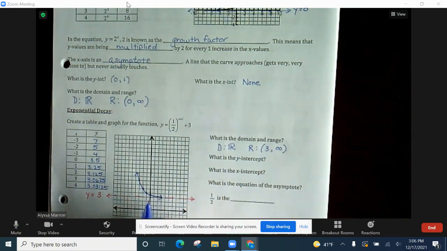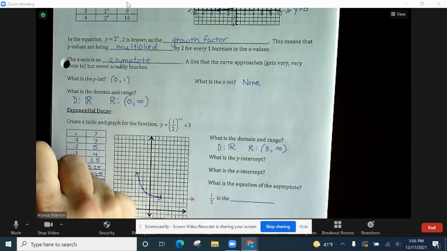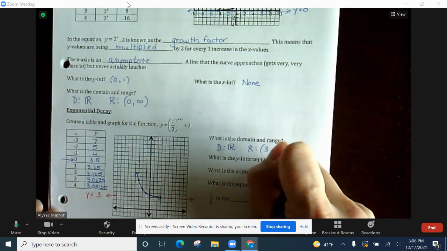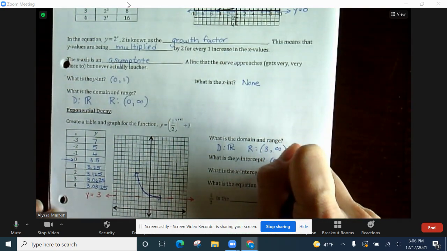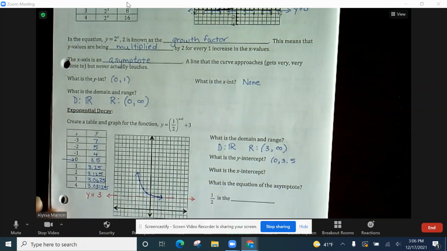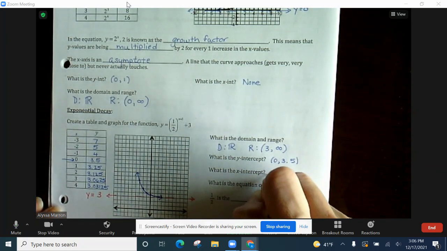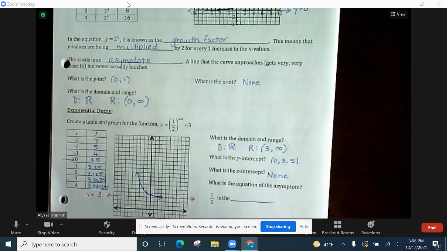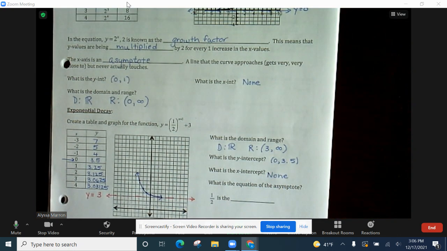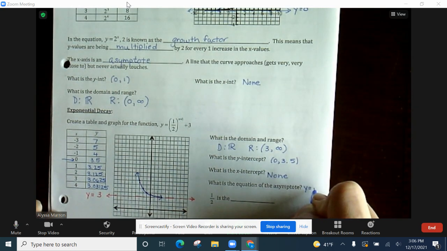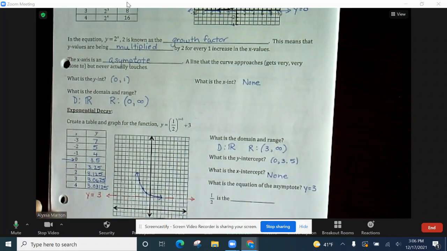The y-intercept, that's where it crosses the y-axis. Your y-intercept is always going to correspond to where x value is 0. So we can state the coordinates 0 and 3.5. The x-intercept, it doesn't cross it, so we have none. And what is the equation of that asymptote? We already said it's at y equals 3. And that'll always be seen in that up-down shift.